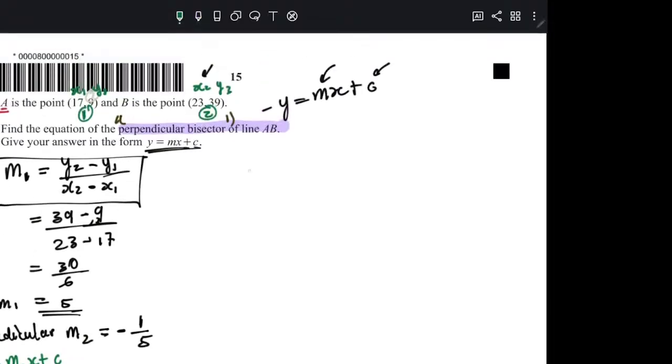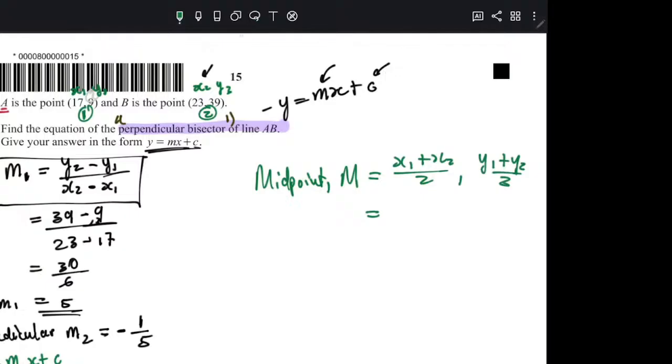Now to find the c, what did I say? I said first find the midpoint. Midpoint m is equal to x1 plus x2 over 2, comma, y1 plus y2 over 2. Don't forget these formulas. These two formulas, you're going to need them for gradient and for midpoint. So let's find the midpoint.